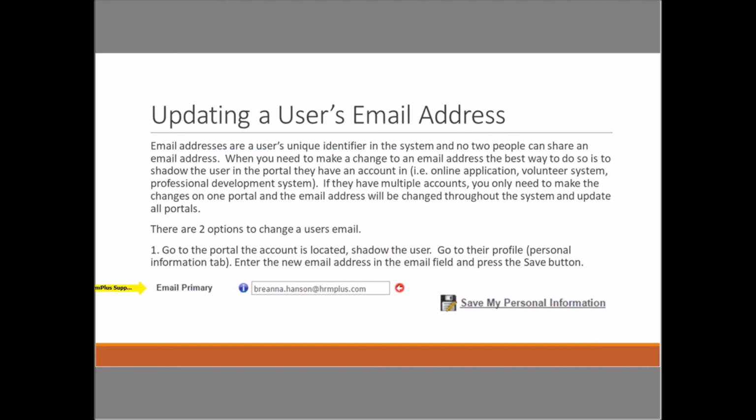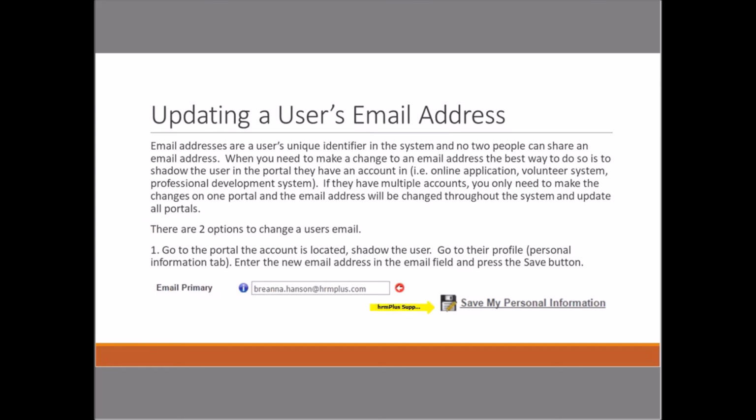Or if you, as a district, go and try to change an email for someone, I always check to see if they have a second account before I do that, because it can really cause problems. It's not going to let you, and it kind of locks you out of things. So just double check. As a district, you have 2 ways to change a user's email. One, shadow them on whatever portal they belong to, go to that personal information and make the change there, and press save.